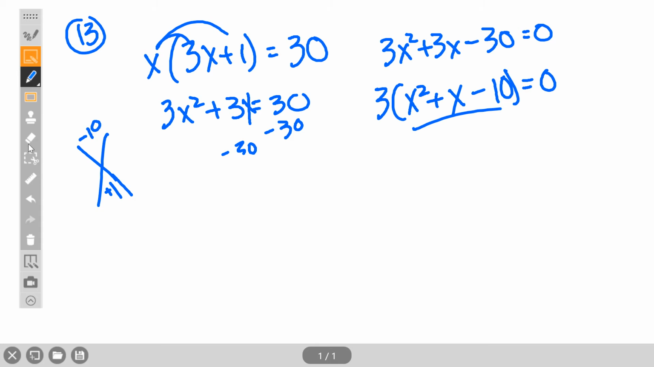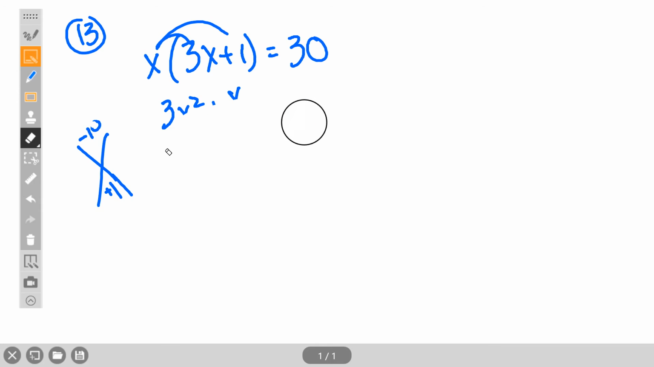Whoops, I made a mistake here. So close. That's not supposed to be 3x. X times 1 is just x. So let me fix that. X times 3x. X times 1 is x. So let's go back. That's actually an x. Okay, so let me just start this over.